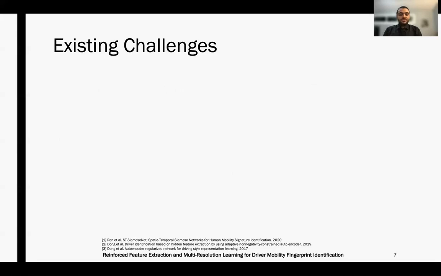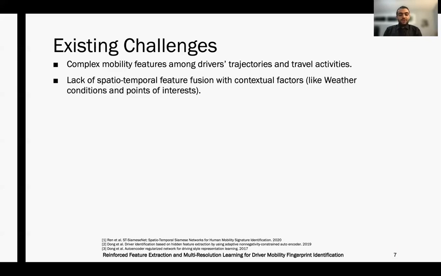Despite previous works, DMF identification is still challenging because in big cities, a lot of drivers may have very similar active regions. And since we are just focusing on GPS trajectories, identifying them may be very challenging. And also, there are some contextual factors like weather conditions and POIs that would affect the driver's behavior indirectly. And these are not considered by the previous works.